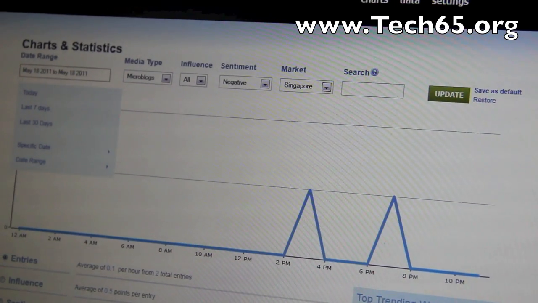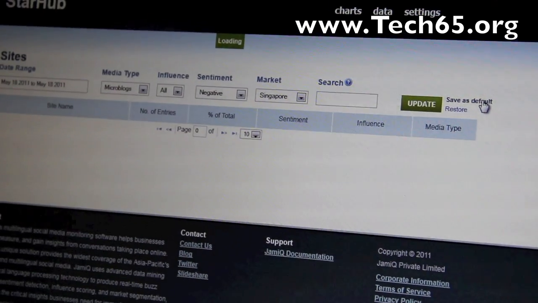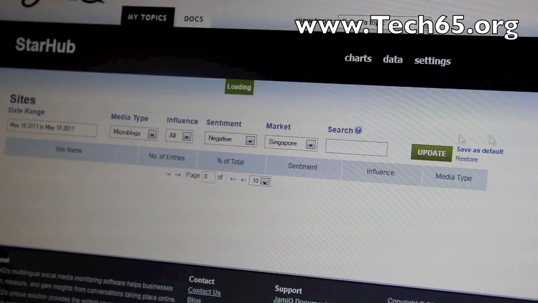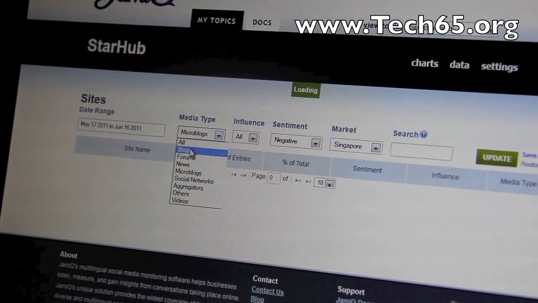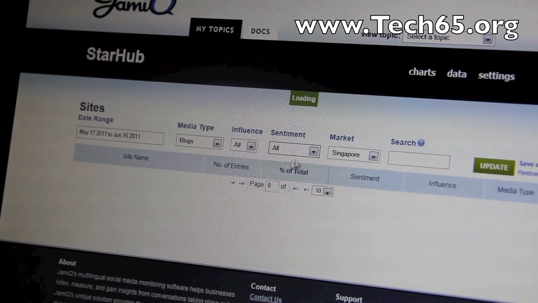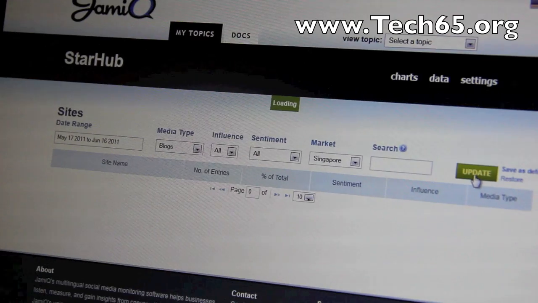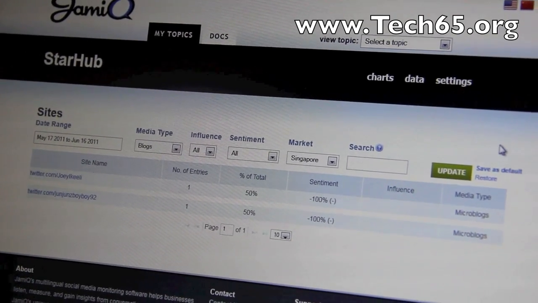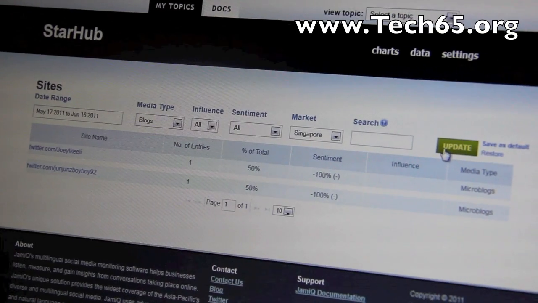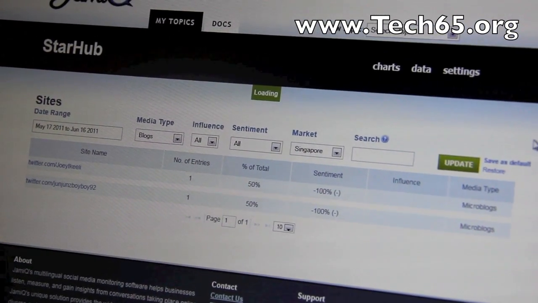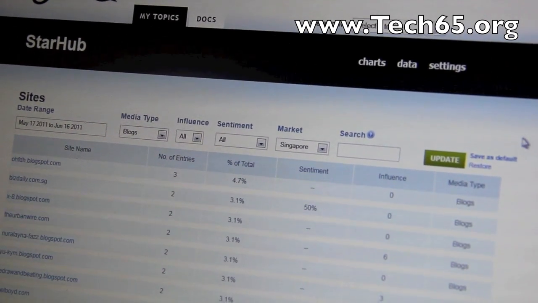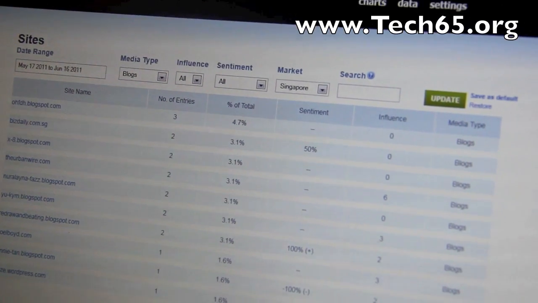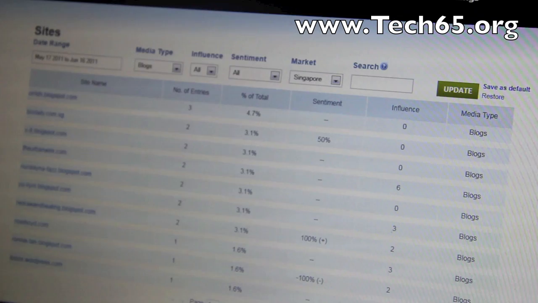Okay, let me jump into sites. This is something really useful for our customers, where they can say, over the last 30 days, I want to see the bloggers that are talking about me in Singapore. You press update. No, not yet, this is the microblog one. Yep. So these are the bloggers. There are a lot more, 6 pages of these bloggers.